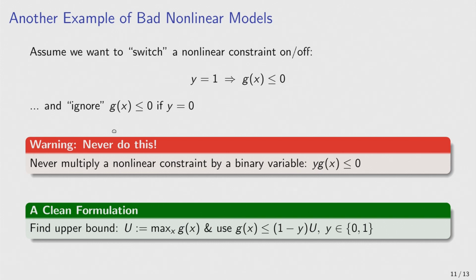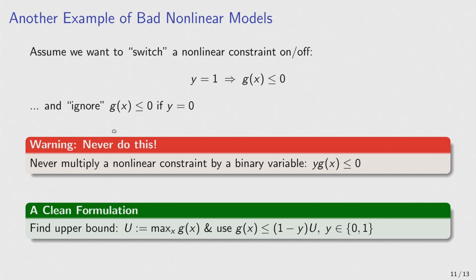So a very tempting way to do this is to simply multiply y times g of x. And you can quickly check that this exactly implements the constraint. If y is equal to 1, you have g of x less than or equal to 0. If y is equal to 0, then you don't care what g of x is because 0 times anything finite will be equal to 0, so less than or equal to 0. So you're okay. But we don't like doing that.